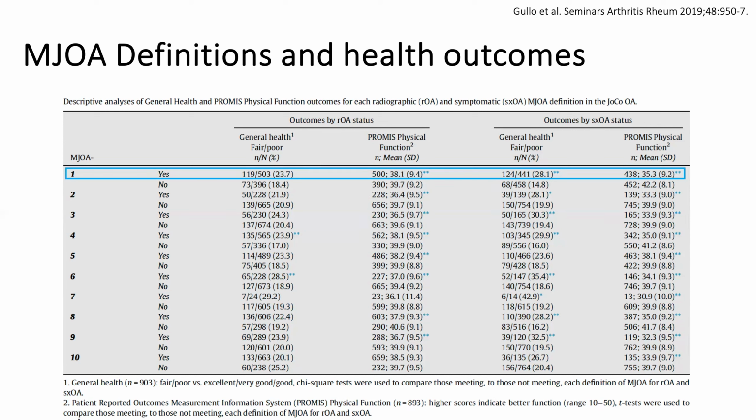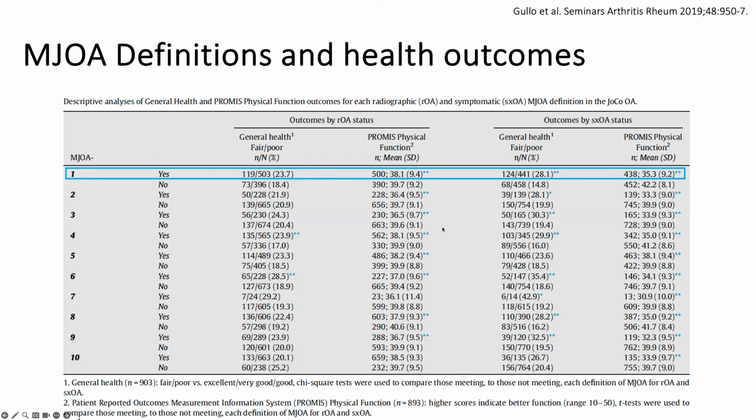Again, a publication is cited. All 10 definitions are down the far left column. Whether or not that definition is met is the yes or no. And then how many people reported fair or poor health is this first one in a box. So you can see that if they met criteria for multi-joint osteoarthritis definition 1, more people than those who didn't had general health being in the fair or poor category versus good or excellent. They also had worse physical function, and this is true for both radiographic and for symptomatic OA.